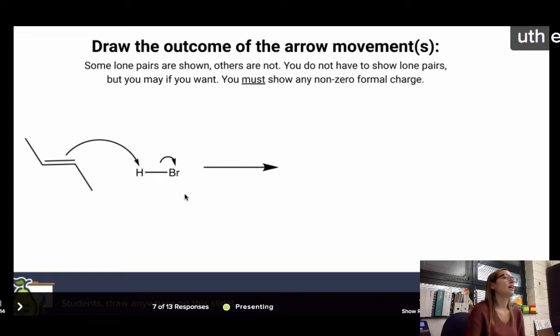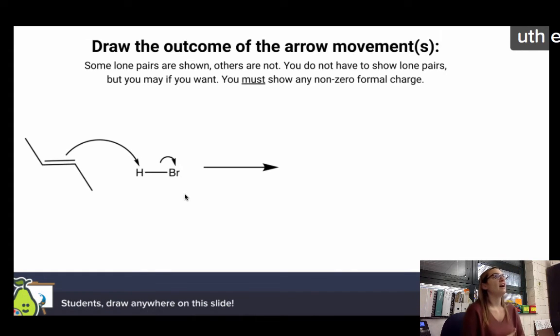Now with this one, you could actually think about which one's the nucleophile and which one's the electrophile, right? Because one of them has excess electrons. It's doing the attacking. Nucleophile always does the attacking. And then the electrophile wants the electrons.